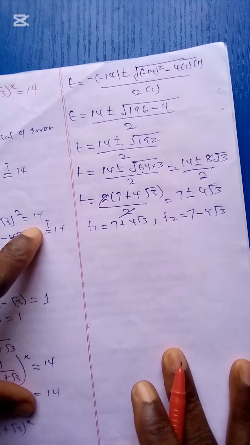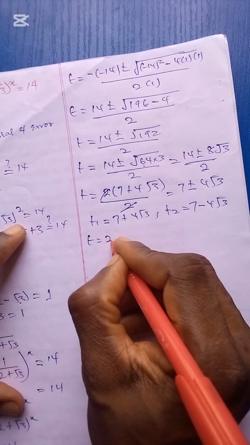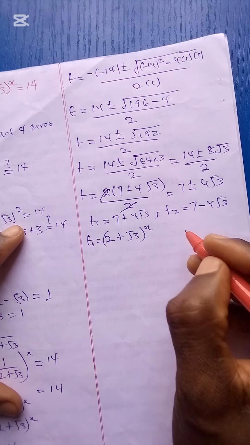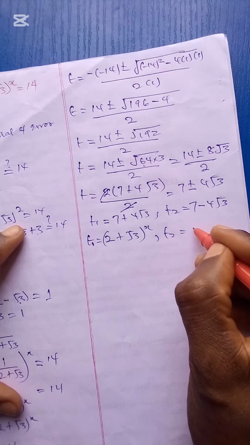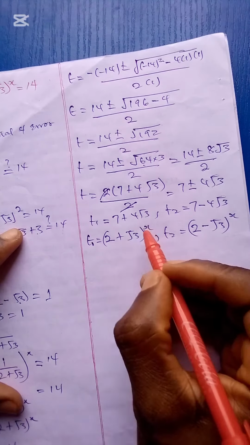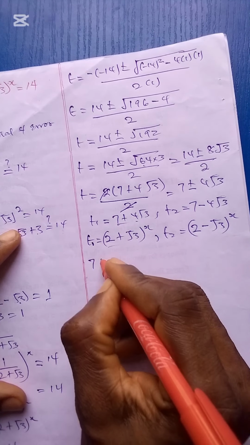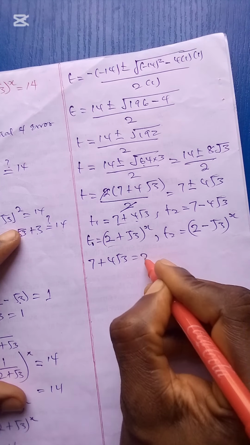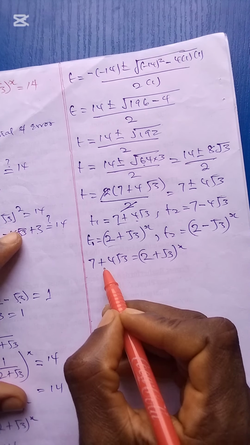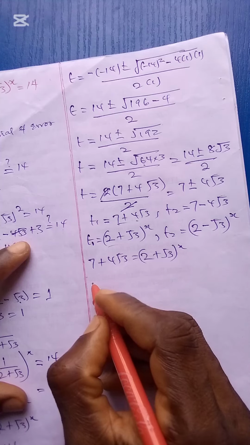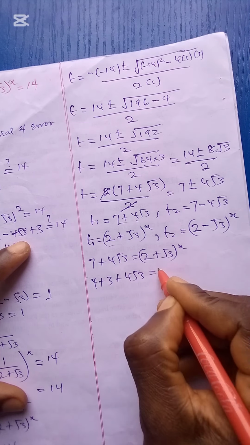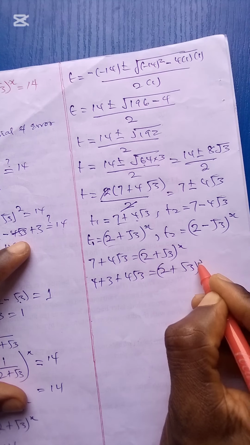Let's recall that t is equal to (2 + √3)^x. Now, this can be t1, and then t2 will make it (2 − √3)^x. Now, equating this and this, we have 7 + 4√3 is equal to (2 + √3)^x. Let us rewrite this expression: 7 can be written as 4 plus 3, so 4 + 3 + 4√3 equals (2 + √3)^x.